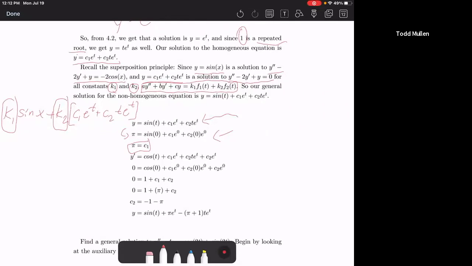Then we take our derivative. And we know that when y prime is equal to 0, t is equal to 0. We know that ordered pair exists. So we get c2 is equal to negative 1 minus pi. So we already solved for our general solution, but now our particular solution for when these 2 points exist is y equals sine t plus pi e to the t minus (pi plus 1) t e to the t.